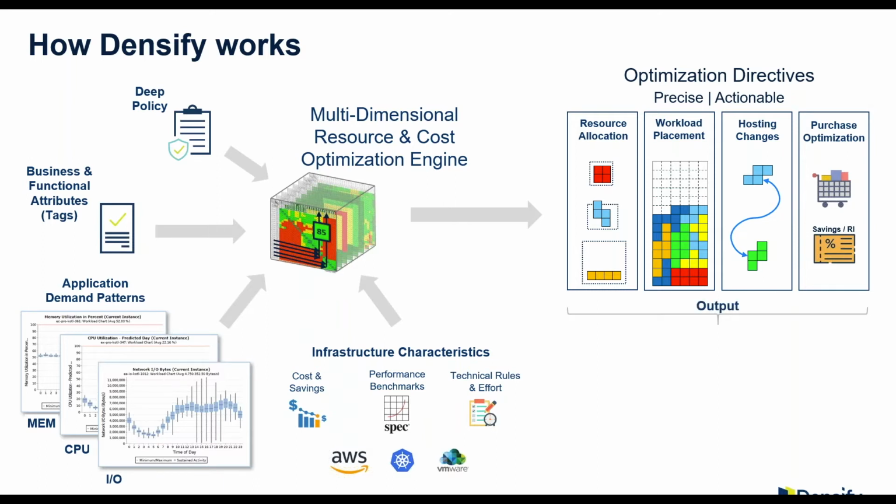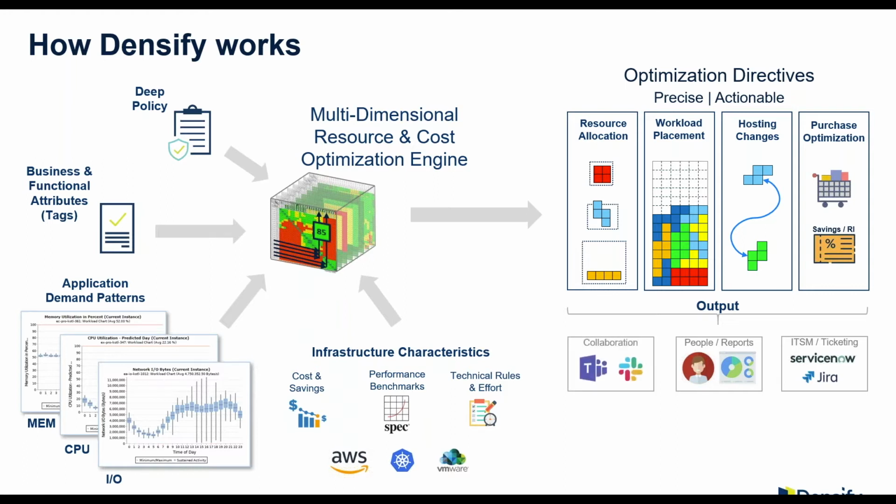So these optimization directives are passed back into our customer teams, typically through reports or dashboards, or through integration with your ITSM tool, ServiceNow, Jira, BMC Remedy. And this allows change requests to be raised. Or we can, in fact, integrate with tools such as Microsoft Teams or Slack to make sure the right information is being delivered to the right people at the right time.